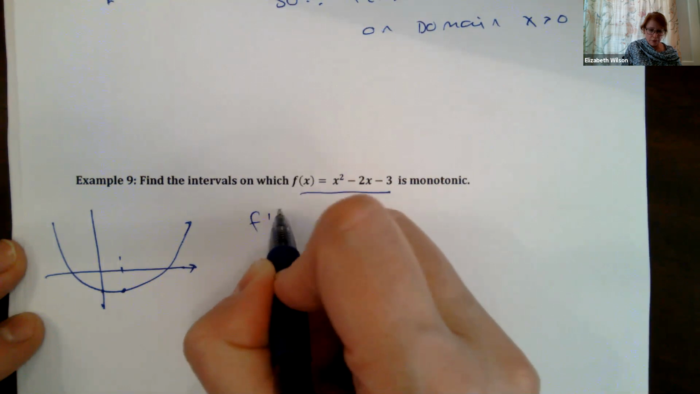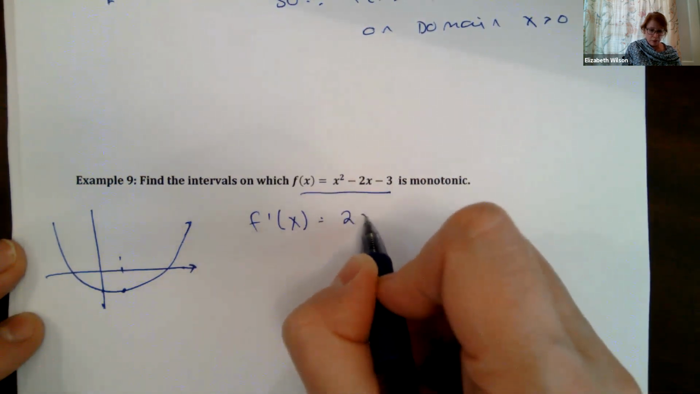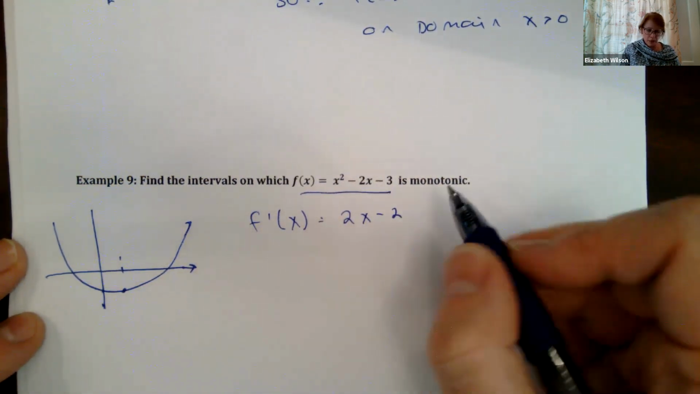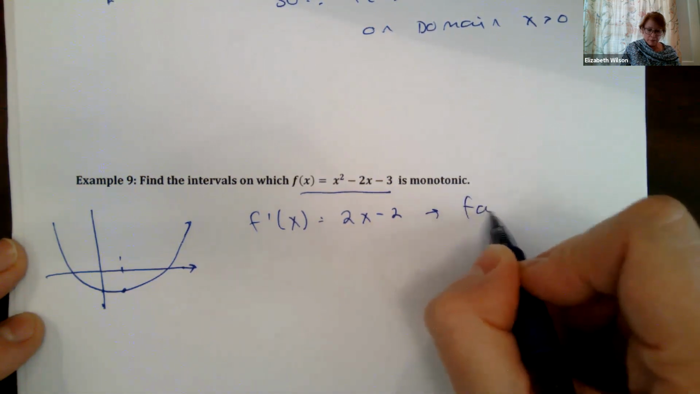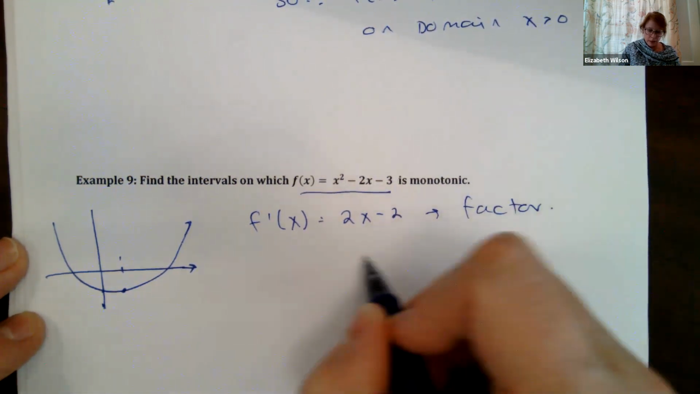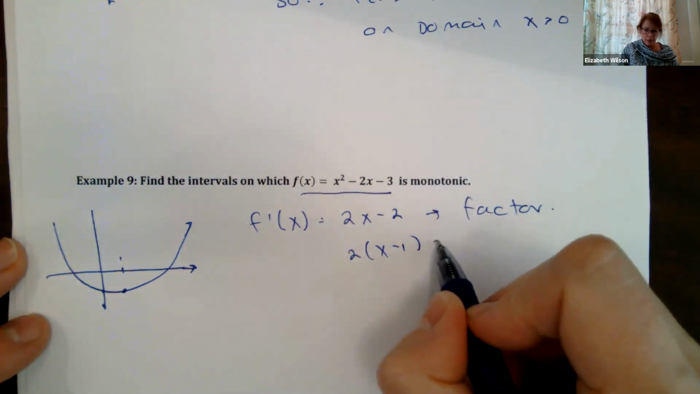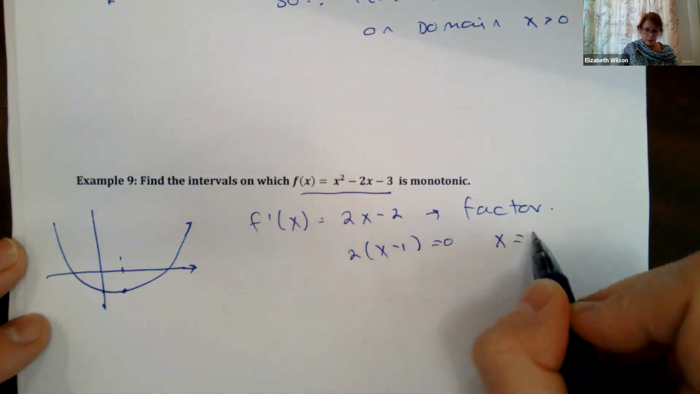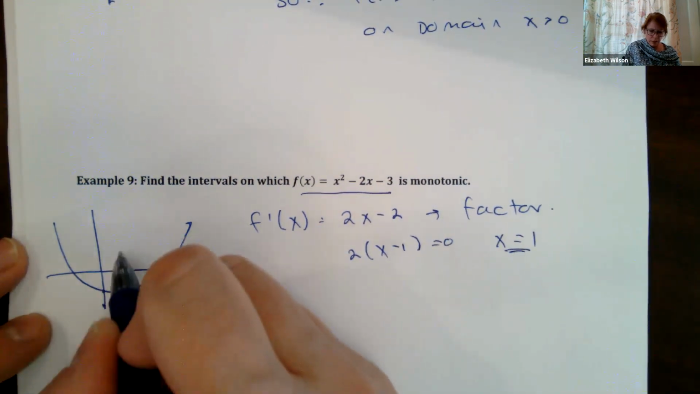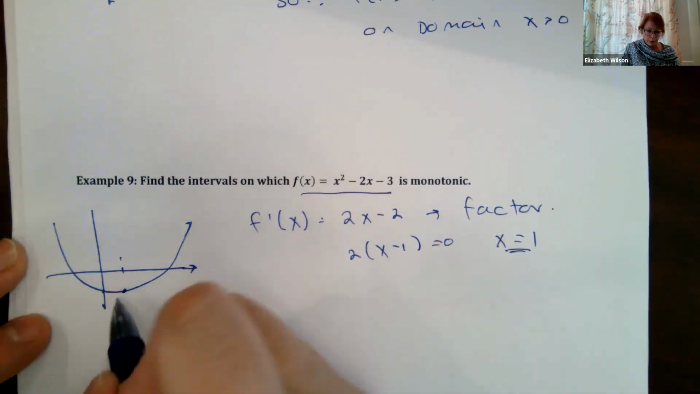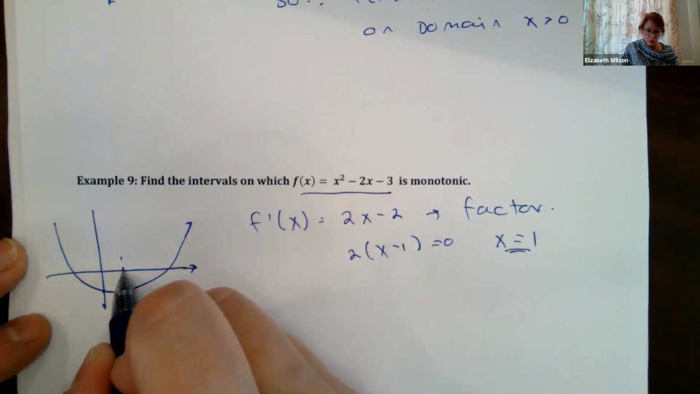So I have to take the first derivative. I'm going to get 2x minus 2. I'm going to factor that out, so I get 2 times x minus 1, right? And I set it equal to 0. So x is equal to positive 1. It's where something's happening, right? It's our critical point here. So x equals 1, that's where something's happening.